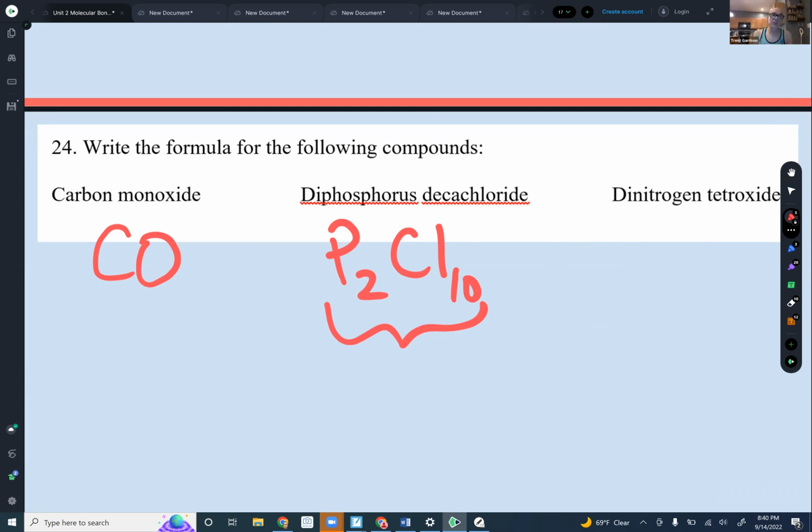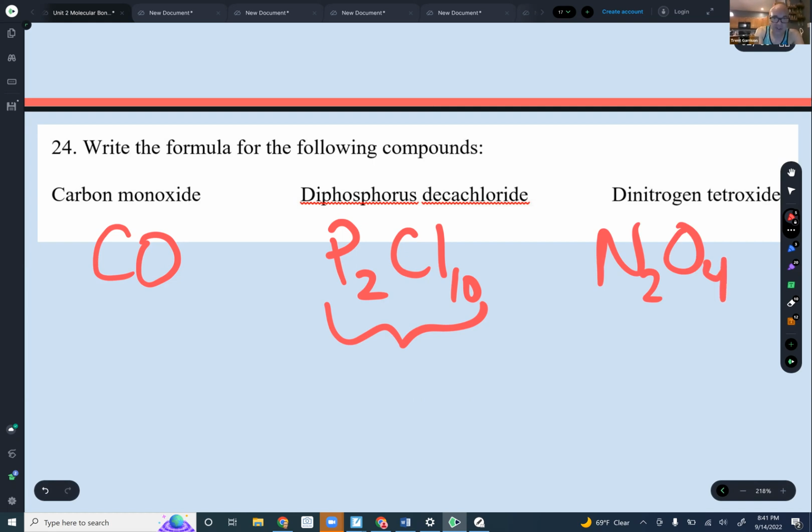The reason why we reduced them before is because they were ionic and we were trying to get them to their lowest balanced charge. Well, that's not what is happening here. This is already a sharing of electrons. It is nothing to do with the ions, so we do not reduce it. Same thing for the next one. Dinitrogen tetraoxide. Do not reduce it. Just simply take the prefix and insert the number of atoms.